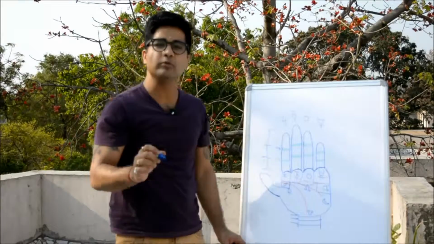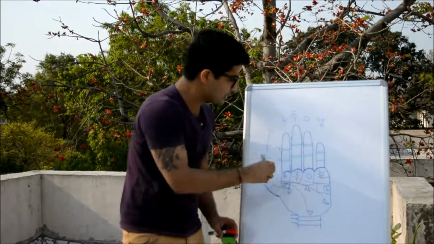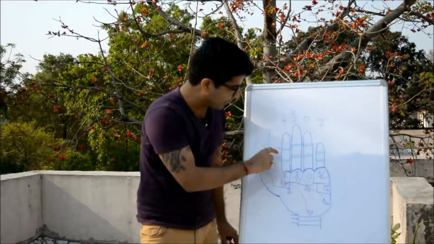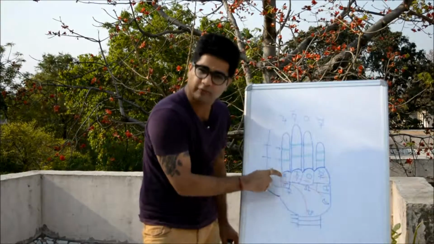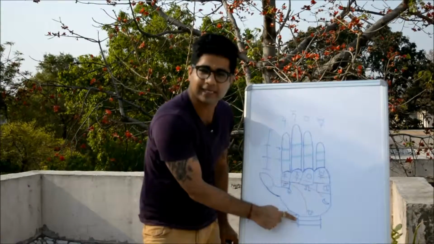So we have understood that every hand has one thumb and four fingers, and every finger is divided into three phalanges by two knots. We have this cushy portion at the bottom of the fingers, known as mounts, and we have three bracelets at the bottom of the hand.